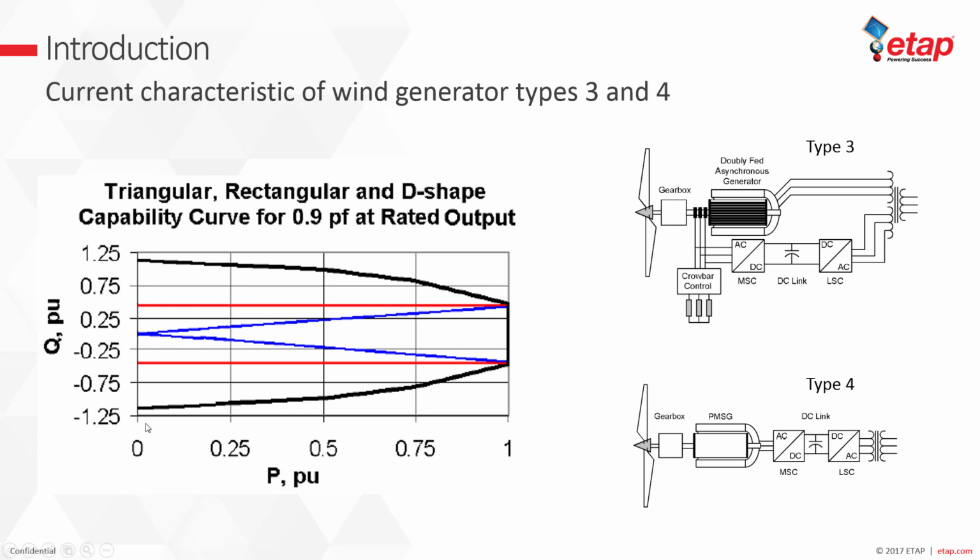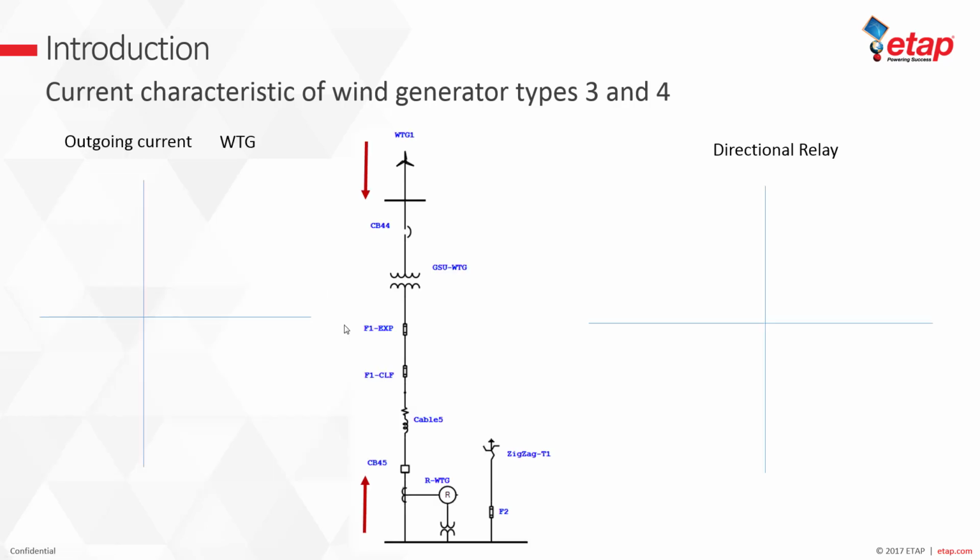So in this case, this reactive power support, as we'll see, is going to create some challenges for directional phase protection, overcurrent protection. Now let's start with the current characteristic of WTG type 3. First, we are going to look at the current characteristics from the wind turbine generation perspective, and then we are going to look at it from the directional relay on the right hand side.